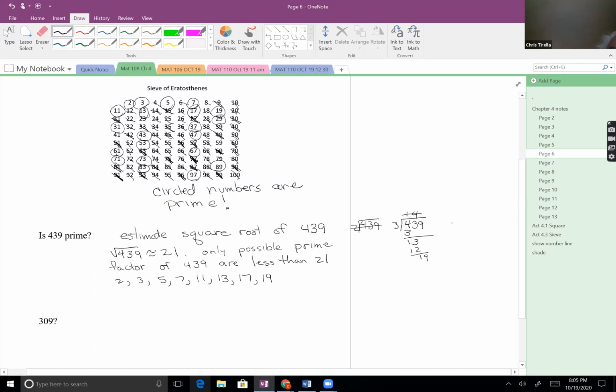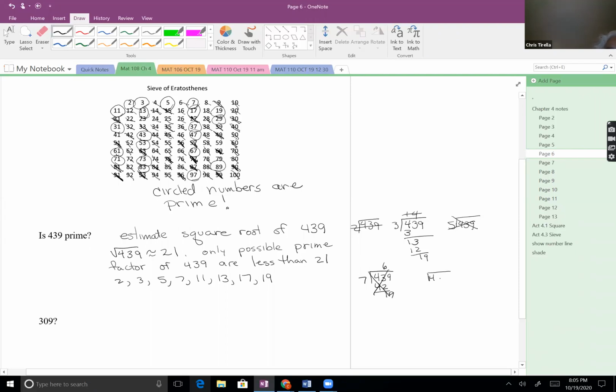It won't go in evenly. And likewise, is everybody all right? 439 would not be divisible by 5. Let's see, is 439 divisible by 7? Let's see, 7 into 43, 6. No, doesn't go into 19. That's not going to help.